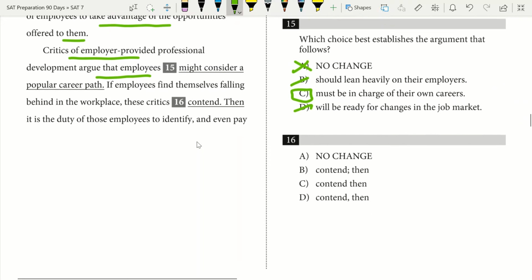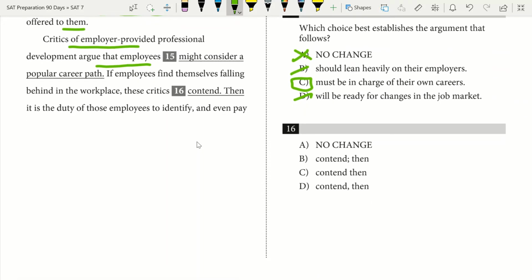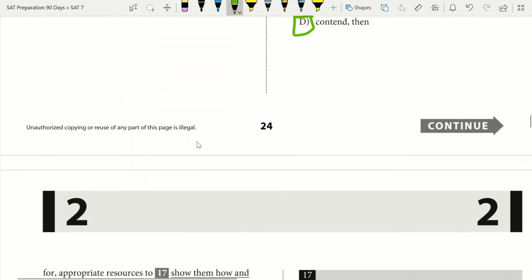Now, if employees find themselves falling behind in the workplace, these critics contend, then it's the duty of those employees to identify and even pay for these expenses. Now, the key part here I see is the word "if." That's telling me I have to have a comma after the word "contend." So I'm looking at answer choice D as my correct answer for 16, because the "if" at the beginning of my sentence tells me it's an introductory dependent clause, which means it has to have a comma at the end of it, which would come after "contend." So 16's answer has got to be D.